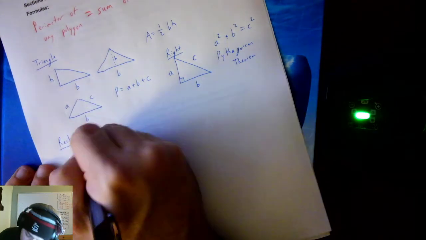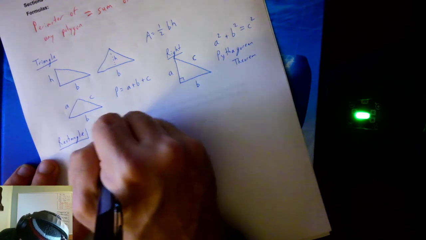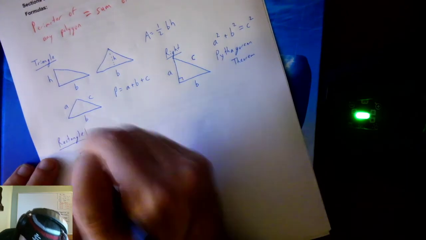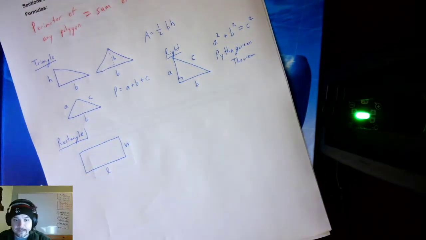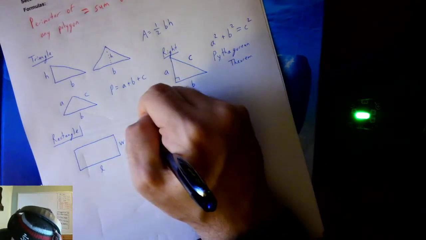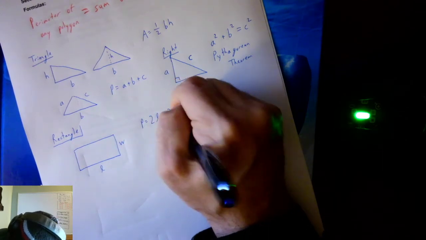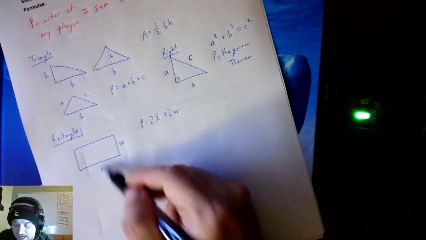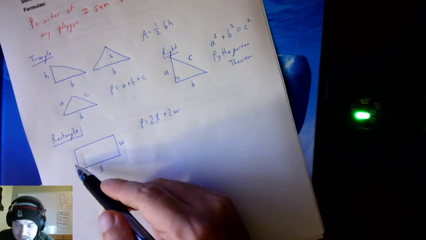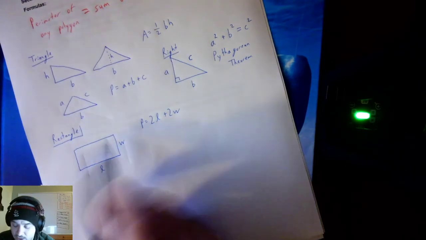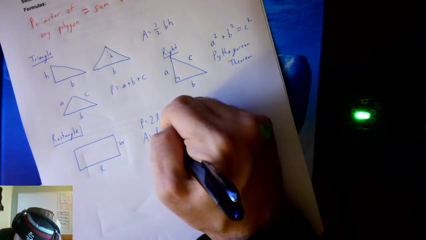A rectangle, if we draw one, has two measurements, a length and a width. And remember, for a rectangle, the perimeter is equal to 2 lengths plus 2 widths, right? If I add up all the sides, opposite sides are the same, right? I know the top is L and the left side is W, right? I know the other sides. And the area is length times width.